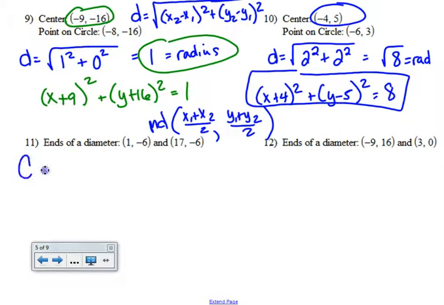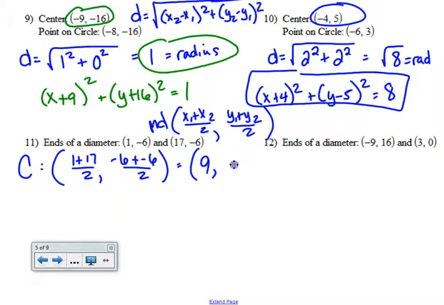The center of your circle is going to be at the midpoint. So 1 plus 17, we'll cut that in half. And then -6 plus -6 cut in half. Not very exciting. So 18 cut in half is 9. -6 plus -6 cut in half is -6. We just found our center.